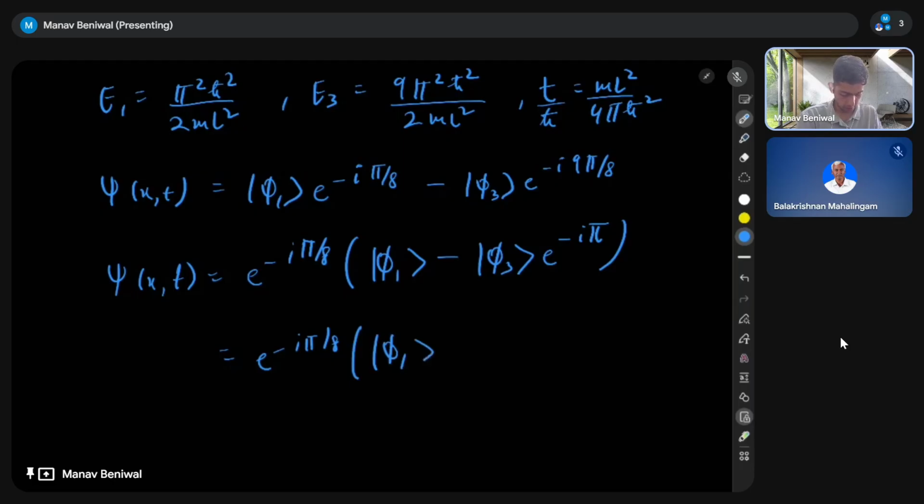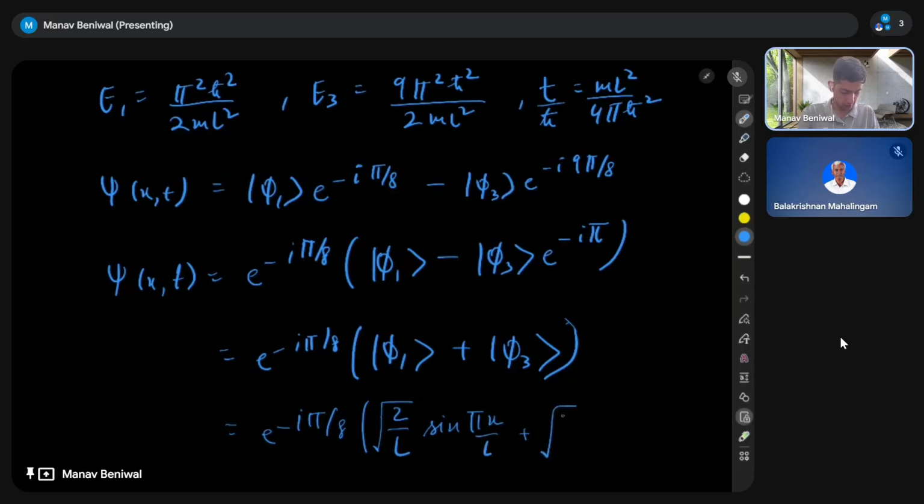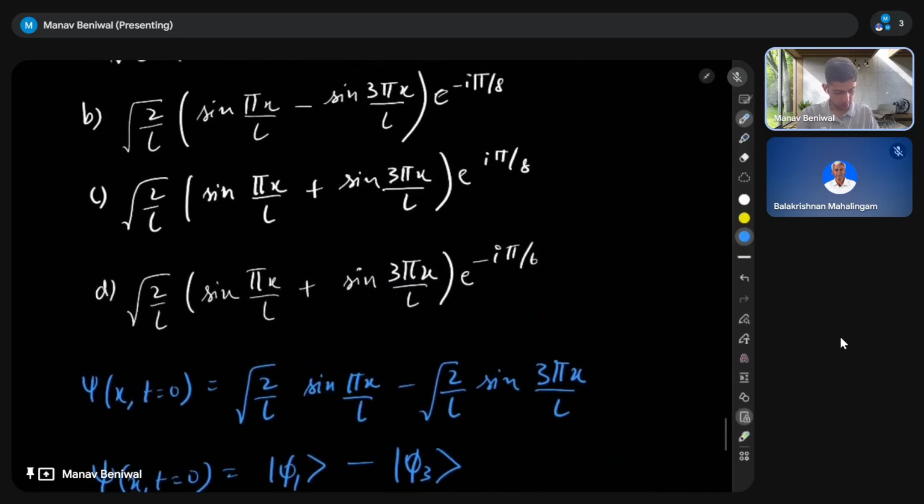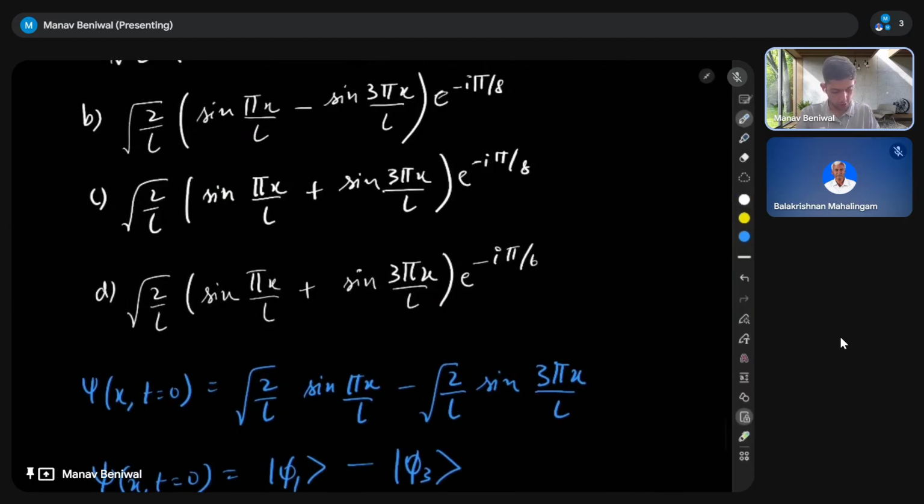Phi 1 plus phi 3. Or I can write it as e to the minus iota pi by 8 times root 2 by L sine pi x over L plus root 2 by L sine 3 pi x over L. So option C.